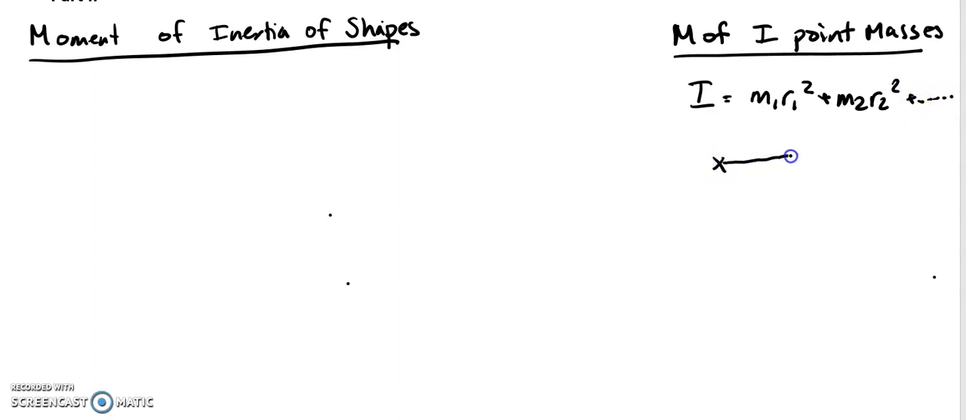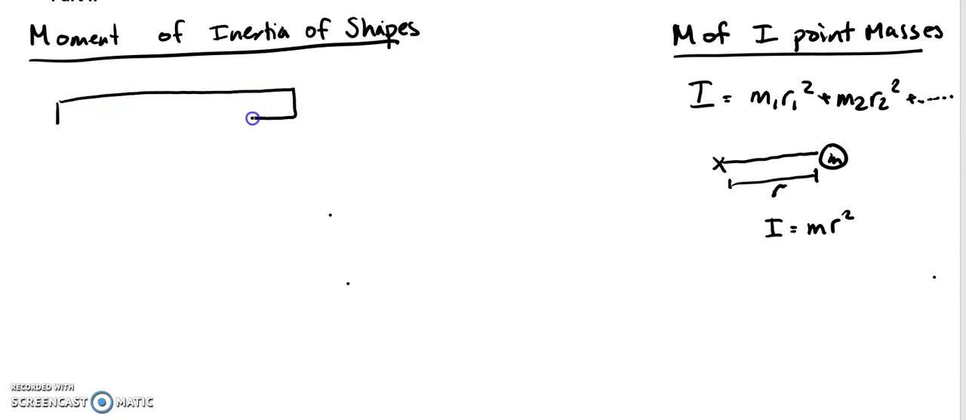So let's say we had some mass here, some distance away from a pivot point, and x is the pivot point or rotation point. That is just going to be mr squared. Great. Now let's say we have shapes where the object as a whole has some mass. So let's say we have a rod, and let's say this rod is rotated about its endpoint. So this is the pivot point. Let's say the mass of this rod is m, and the length of it is l.